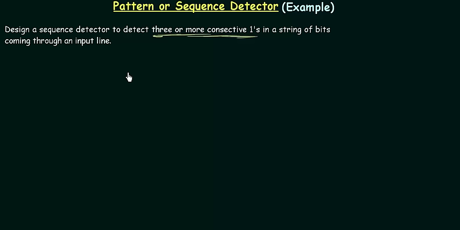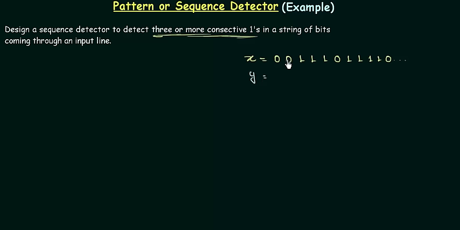And if the pattern is detected, the output will go high, and definitely there is a clock in the sequence detector, depending upon which the detector works. So the sequence that we have to detect is three or more consecutive ones. Let's say the input bit stream is X and it is 0 0 1 1 1 0 1 1 1 1 and so on, let's say one more zero is here, and so on. Then what will be the output of the sequence detector? Let's say output is Y.